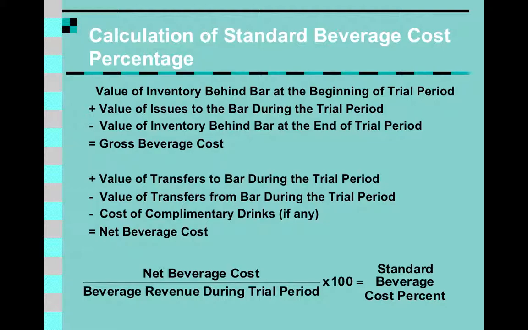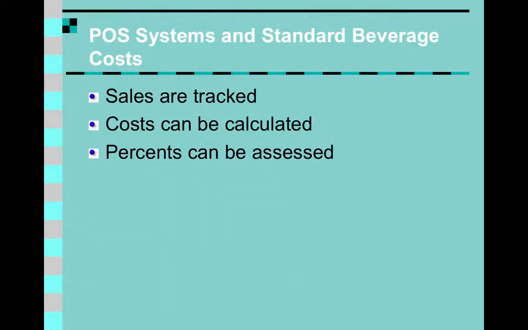If we want to know our standard beverage cost percentage, we take the net beverage costs and we divide by the beverage revenue during the trial period. To express it as a percentage, we would multiply by 100. Point of sale systems and standard beverage costs. Point of sale systems help us figure out more accurately what our costs are, because sales are tracked electronically. Costs can also be calculated faster, and percents can be assessed quicker.